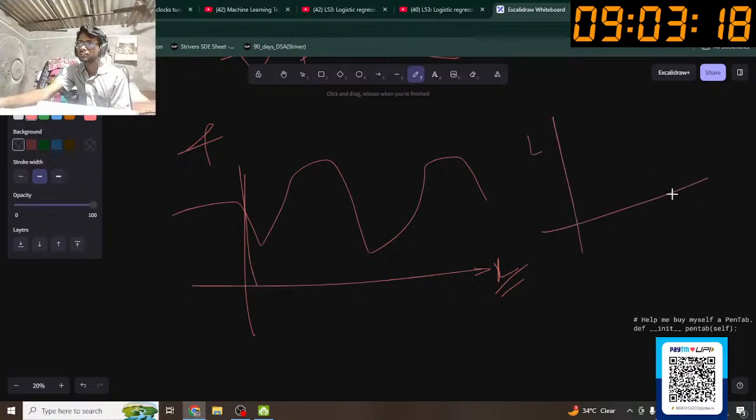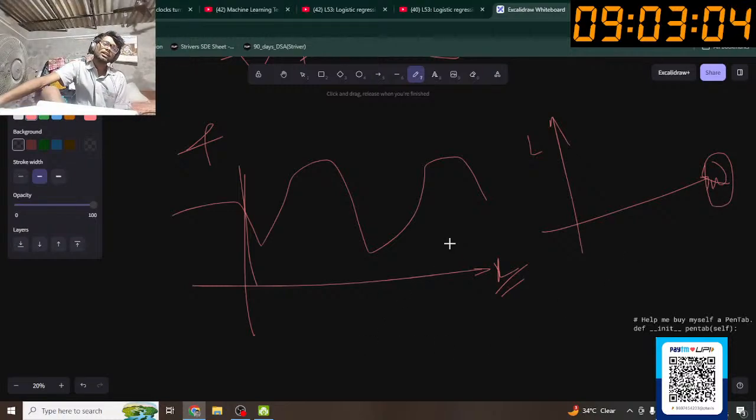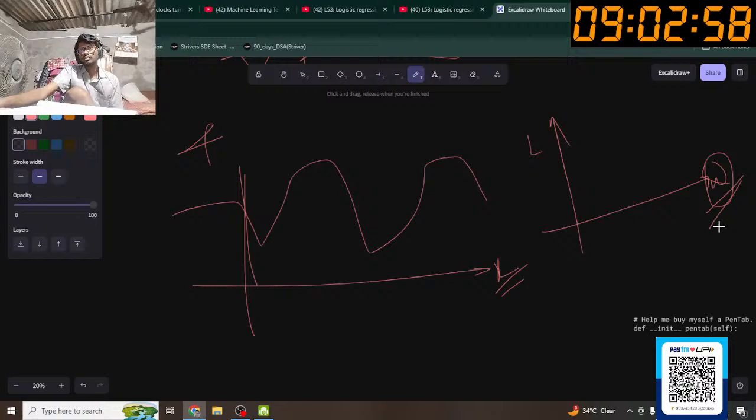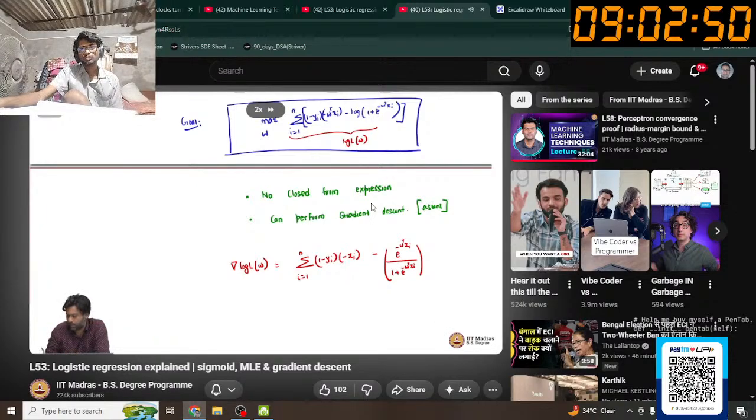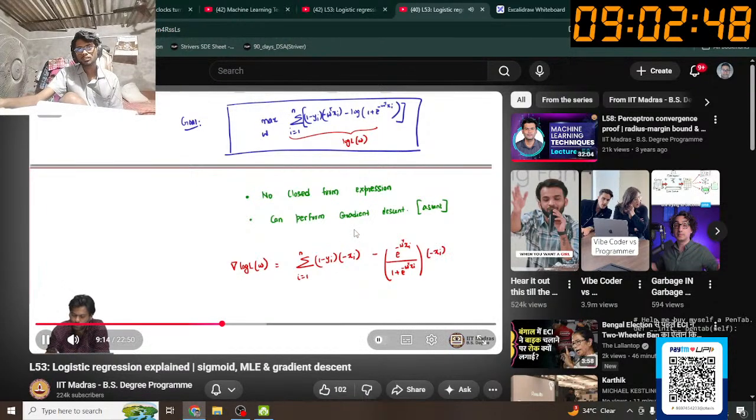The likelihood function is a function of w, and the xi and yi are given to us. They are just constants. So we need to take the derivative with respect to w only. That's the concept. I'll have to do it for minus w transpose xi, which will give me minus xi. So this is the gradient with respect to w.